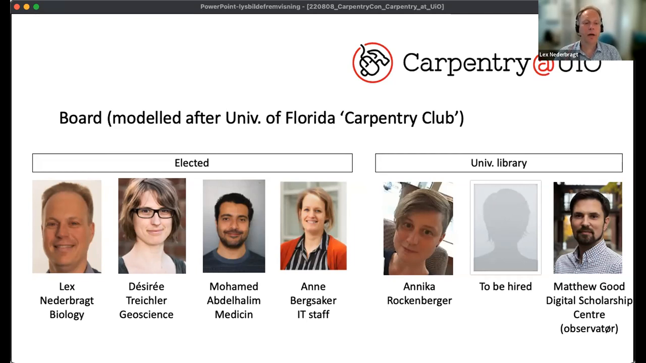And we have recently opened the Digital Scholarship Center, which is a university library place or home for these kind of courses, for data management courses, for courses that are related to the digital scholarship aspect of being a researcher, which we're very, very happy with. It's led by Matthew Good, and he's also an observer when we have board meetings. And the Digital Scholarship Center, which some of you may have heard of from other universities, especially in North America, is our new home for the Carpentry effort. And I think that's going to help quite a bit.